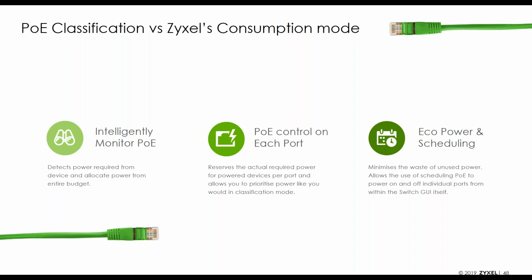One of the key things to know as well is the eco power scheduling. So you can set up scheduling of PoE, so you can turn off specific access points in areas that aren't going to be used during the evenings, throughout the night, and things like that. Just helping minimize the amount of power that is consumed by the switches.